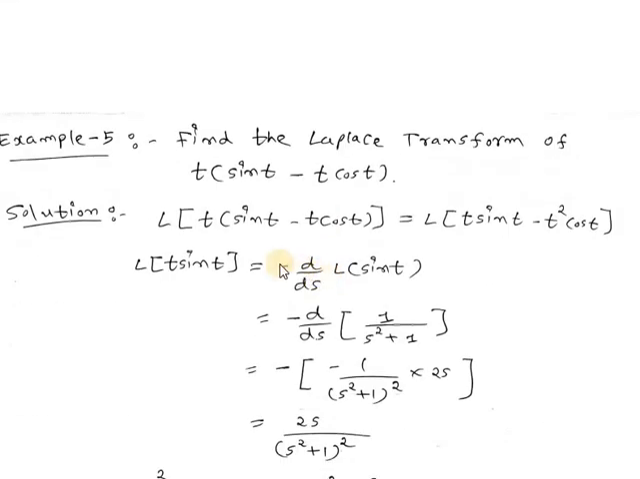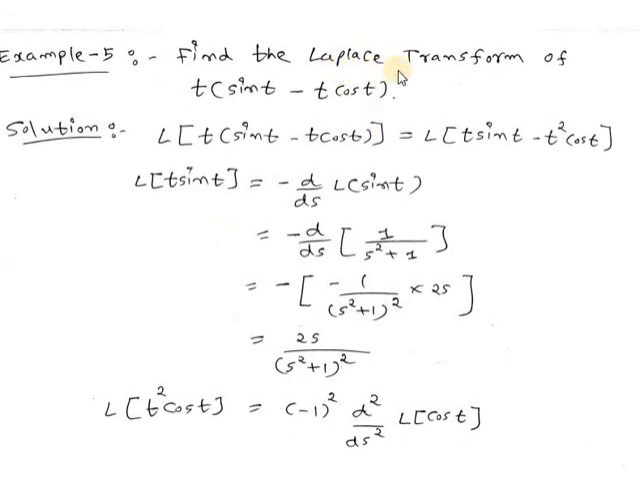Now let us discuss fifth example. Find the Laplace transform of t in bracket sin t minus t cos t. So this can be written as Laplace of t sin t minus t square cos t. So first of all we will find out Laplace of t sin t. So this will be minus d by ds into Laplace of sin t, and Laplace of sin t will be 1 divided by s square plus 1, because Laplace of sin at is a divided by s square plus a square.